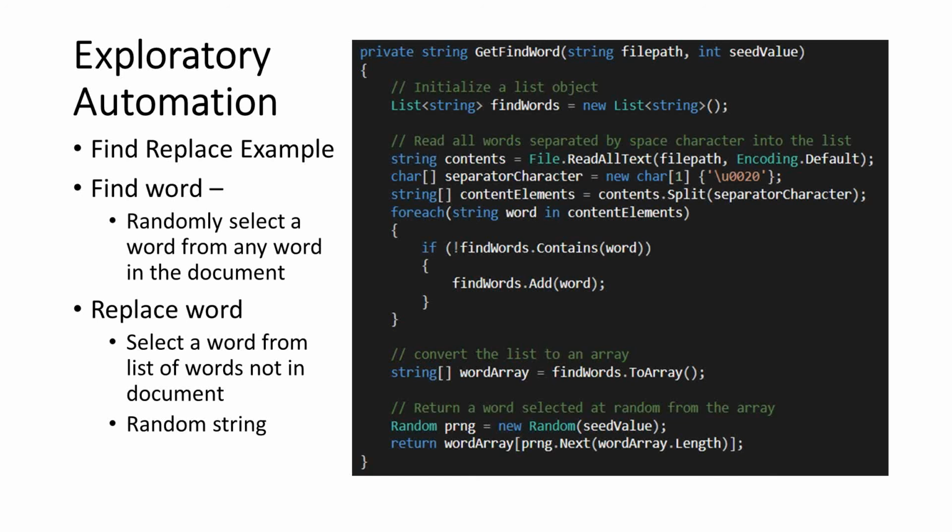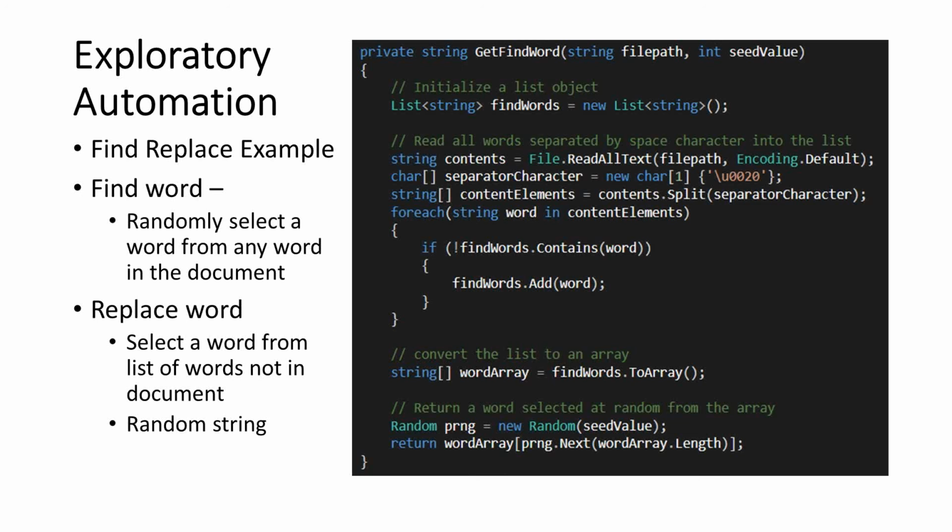I'm going to separate on spaces, and every word is going to be put into an array, and I'm not going to have duplicates. And so then I'm randomly going to select one word out of that entire list of words that's contained in that document. And that word may be repeating. It may be only one instance.